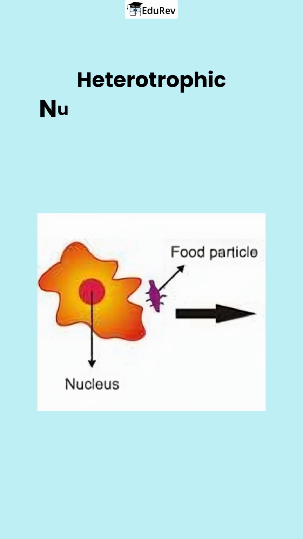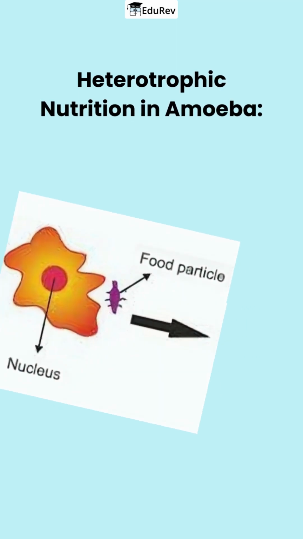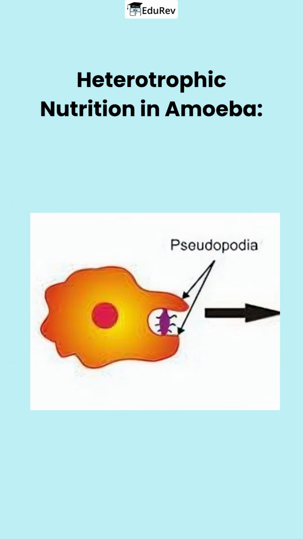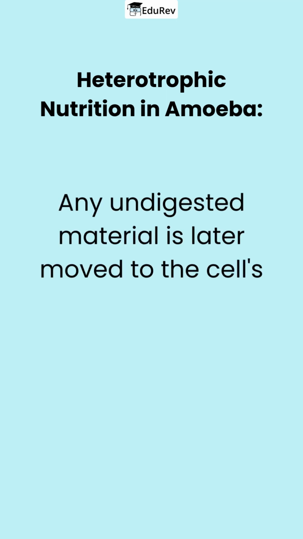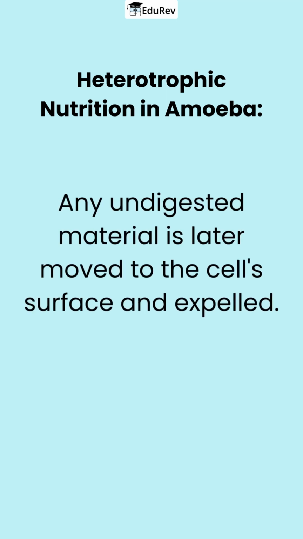Heterotrophic nutrition in amoeba. Amoeba utilizes temporary finger-like extensions of its cell surface to surround and engulf food particles, creating a food vacuole. Within the food vacuole, complex food substances are broken down into simpler ones, which then diffuse into the cell's cytoplasm. Any undigested material is later moved to the cell's surface and expelled.